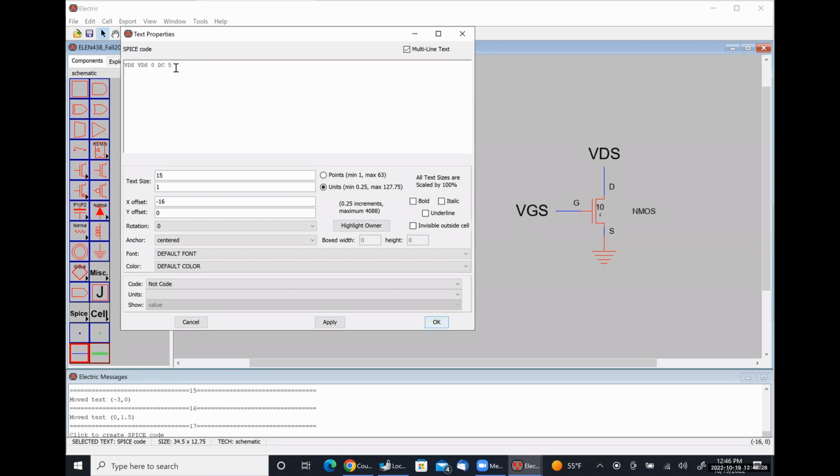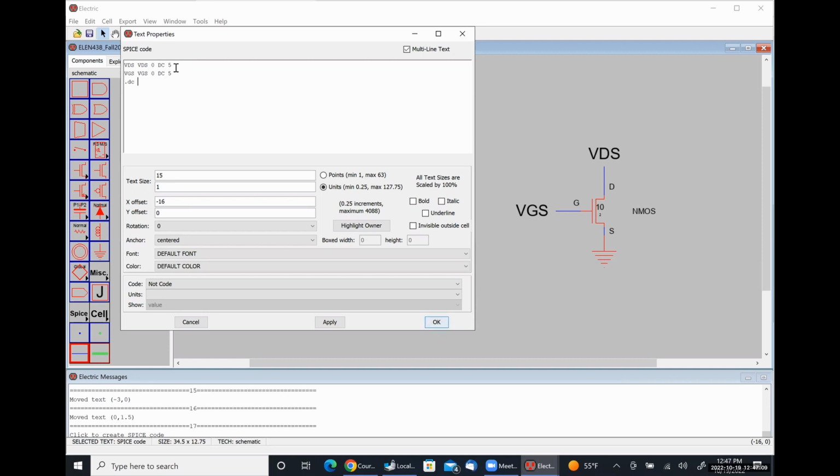So the export VDS is a voltage source labeled VDS that is 0 on the negative polarity side, 5 on the positive polarity side, and the DC there in the middle tells LTSpice that it's a DC source that I'm putting there. I'm going to do the same thing for VGS. So VGS 0 DC 5. So now I'm saying I have 2 DC voltage sources connected to my export nodes of VGS and VDS.